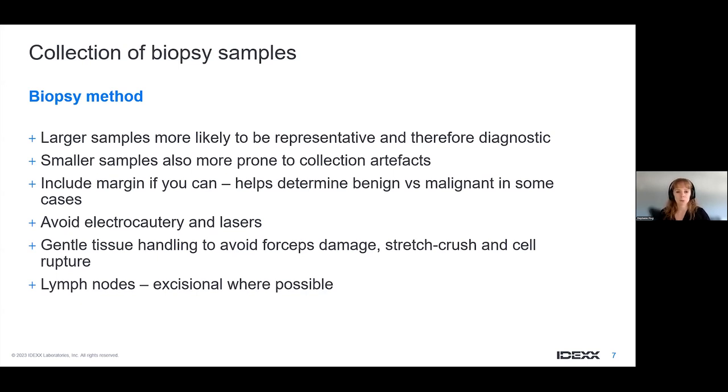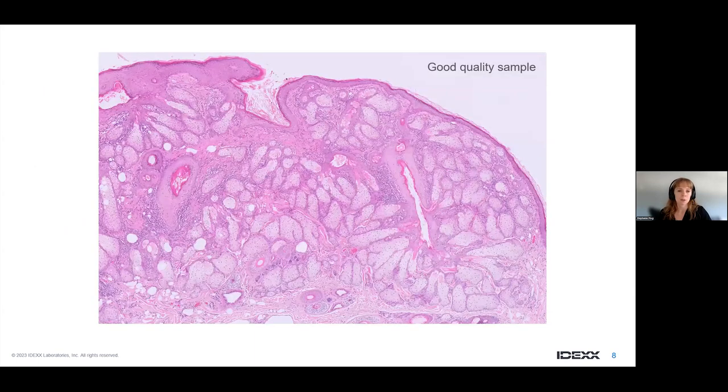We often get lymph node biopsies, and usually we can at least say something about lymph node biopsies, but if you can, it's better to have the whole lymph node, because that helps us to assess the whole architecture of the lymph node. So I have an example here of a really good quality sample.